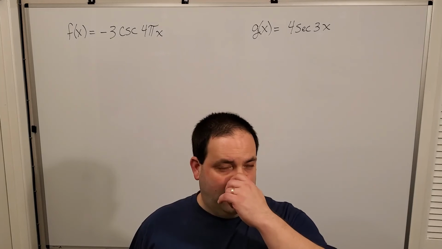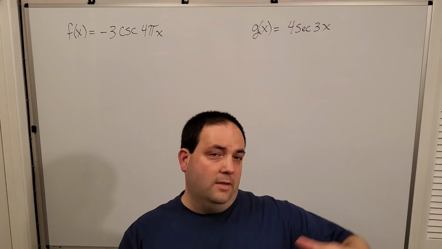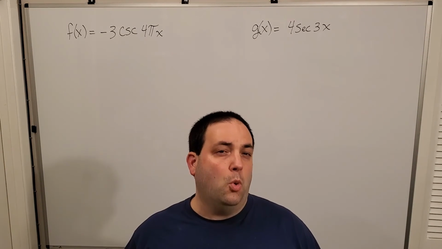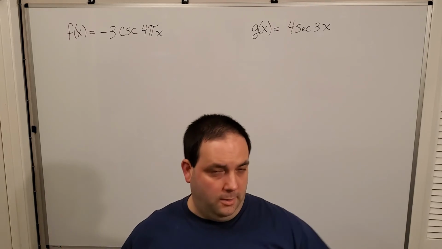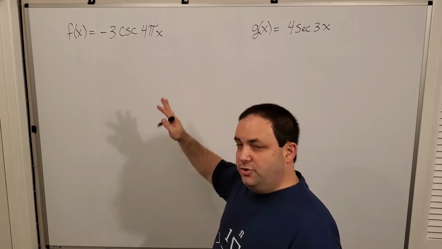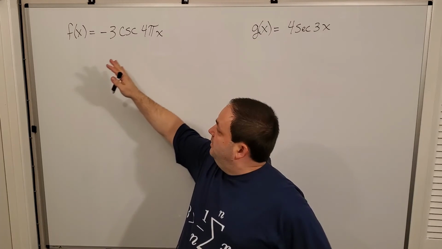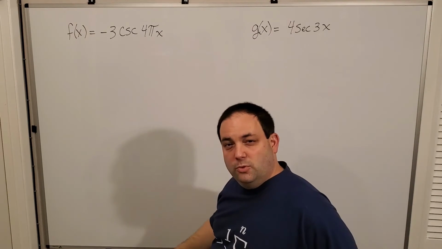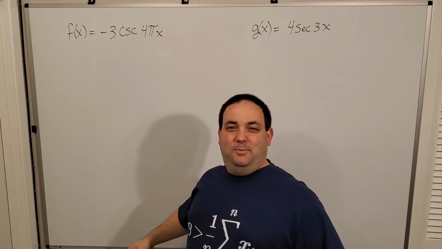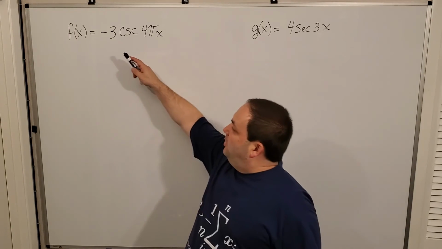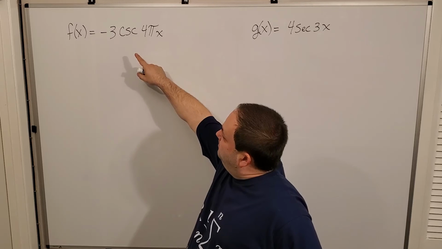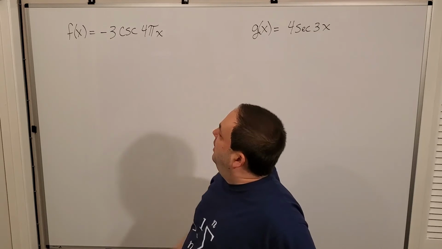Let's get 2 examples going here, and then in the next scene I'll do 2 more examples that have everything in them. These 2 examples just do some of the basic stuff, just the stretching, if you will. Right? So we'll stretch first. Pun intended. Okay, so anyway, -3 cosecant 4 pi x.